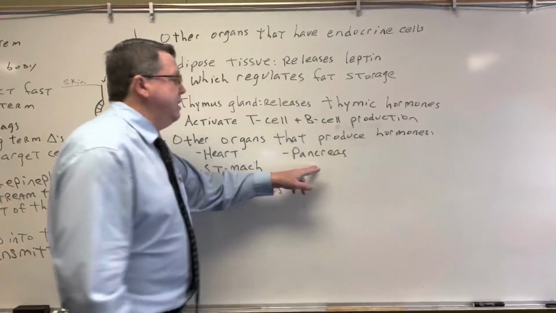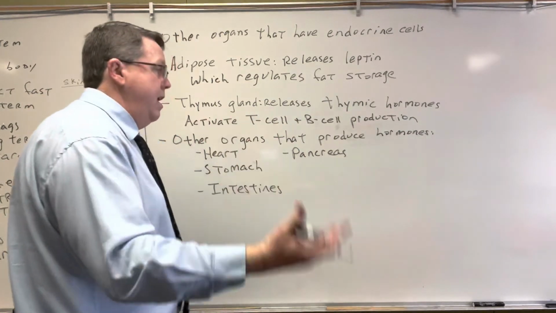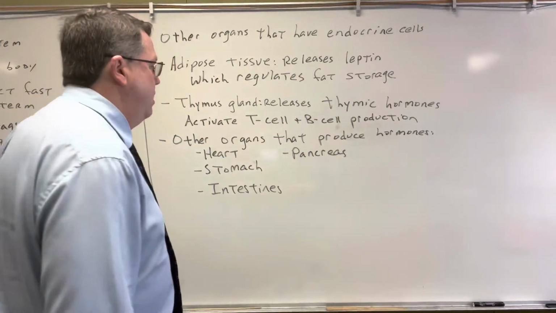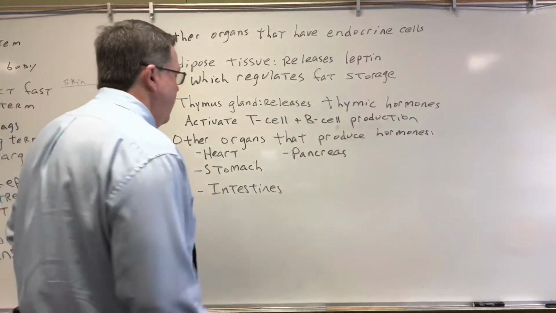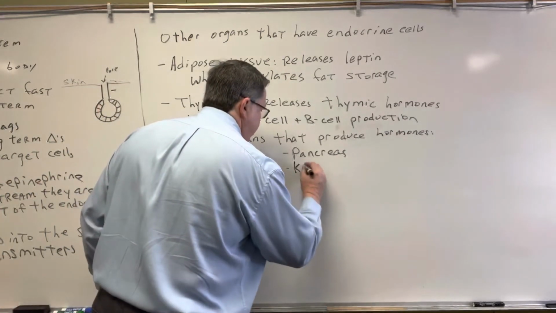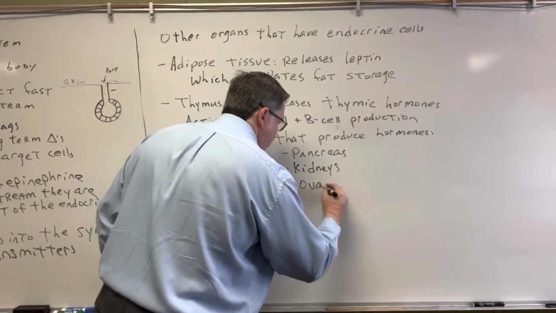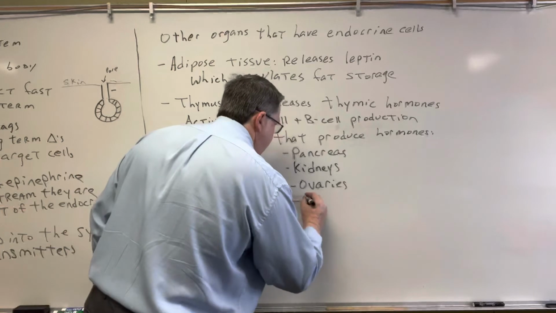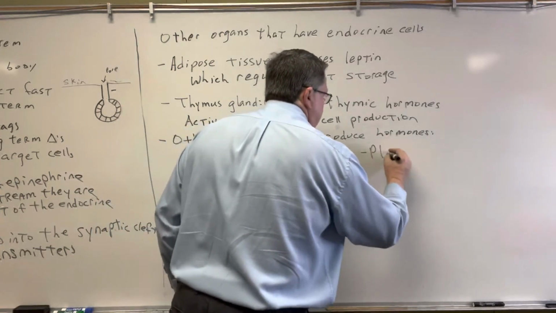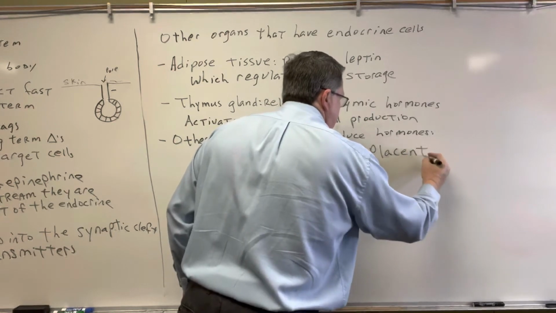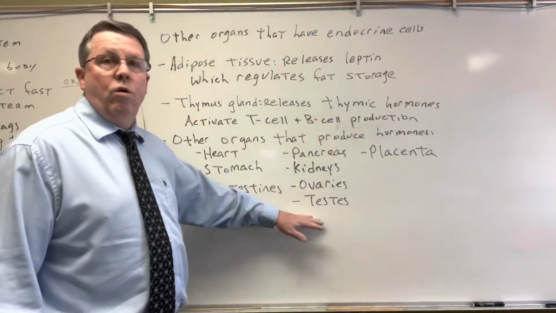The pancreas is actually considered an endocrine and an exocrine gland because it releases some stuff onto the surface and it actually releases stuff into the bloodstream. We're going to talk more about some stuff in the pancreas in just a little bit. I have the kidneys, the ovaries, right, which we were talking about reproduction, the testes and the placenta, right? So those are some other organs that actually produce hormones.